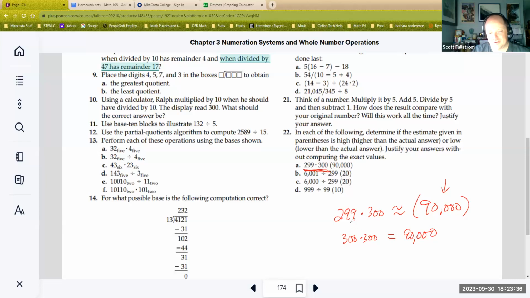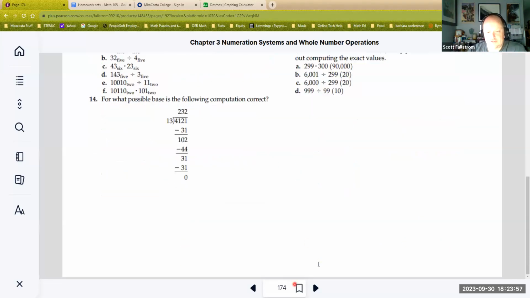So if you take a look, my number is bigger. So 90,000 is too high. My actual number would be less than that. So I didn't have to multiply the actual exact values out to demonstrate why I would be higher or lower. Okay, awesome.